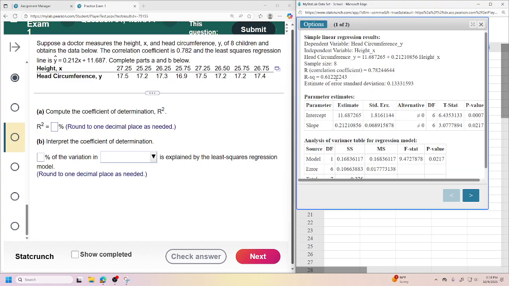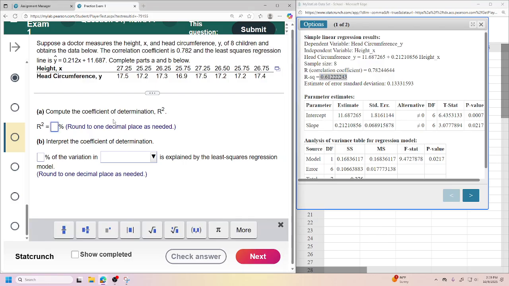Okay, so it says R squared, so you're looking for R. Excuse me. Yeah, I'm just being a little dork. That's all.